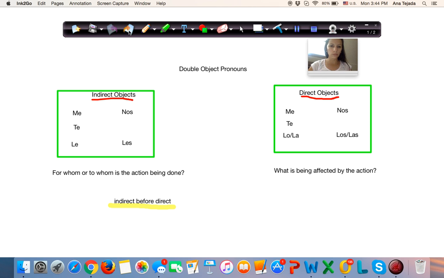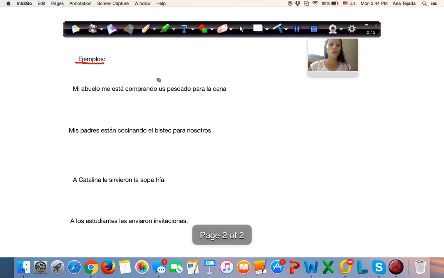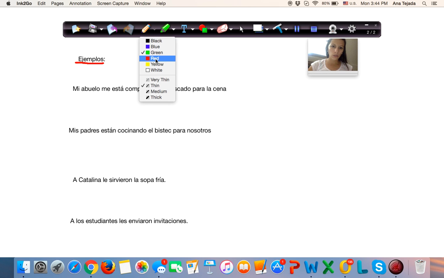Okay. Ejemplo número 1. Mi abuelo me está comprando un pescado. That's a typo there. I'm sorry, guys. Un pescado para la cena. Okay. So let's look. What's our action? And let's change the color so we know what's going on. What's the action here? What's the verb? Muy bien. Comprar. But this time it's in the present progressive, so it's happening. Está comprando. It's made out of two verbs.